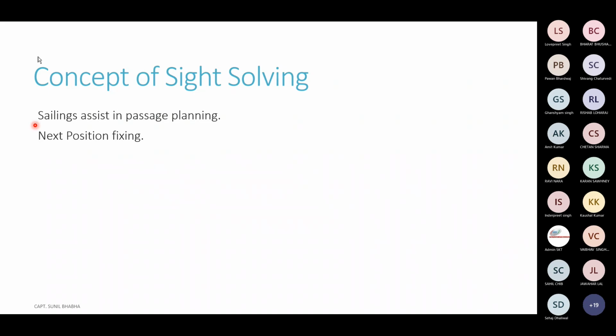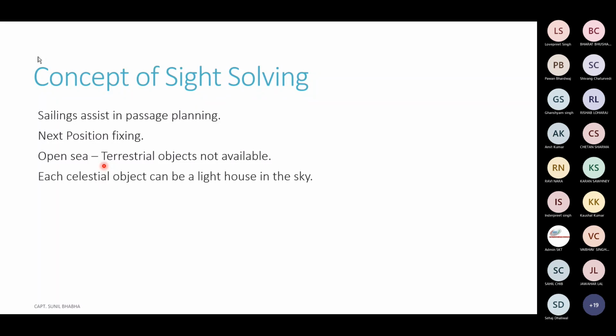But as we go away from the land and we move into open sea, the terrestrial objects are not available to us. They are no more available. The vessel has moved into open sea, where these terrestrial objects, the coastline, the radars, the lighthouses, beacons, buoys, all these objects have gone outside our view. So we cannot use them for position fixing. Now this is where celestial navigation comes to our rescue.